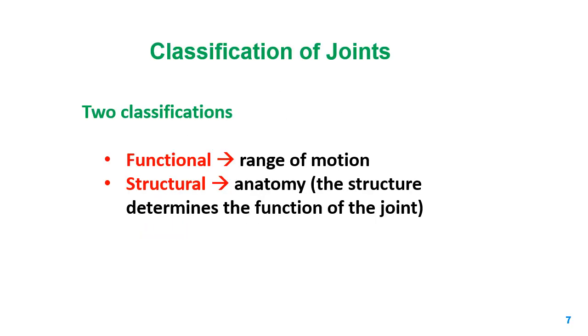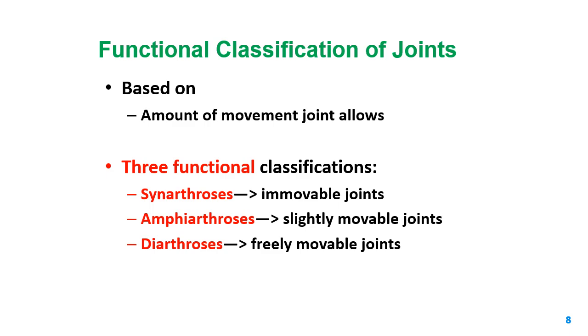So two types of joint classification. You can have functional, and that means how much motion the joint has, or you can have a structural type of classification. That means what is making up the joint. So first, looking at functional classification, that's the amount of movement that the joint is going to allow. There are three classifications for functional.